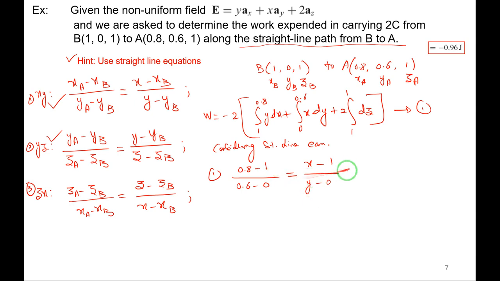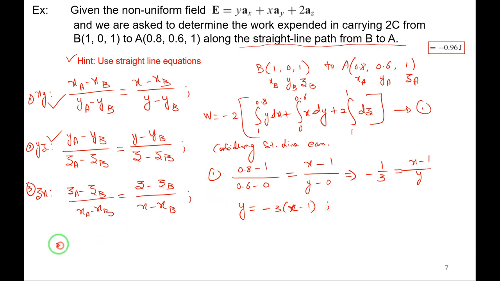Just cross multiply, or else we will write it here. 0.8 minus 1 in the numerator, divided by 0.6 minus 0, which is 0.6 only. So I am getting minus 0.33, let me express it as a fraction: minus 1 by 3. The left hand side is minus 1 by 3, equal to x minus 1 divided by y. Cross multiplying, I get y equal to minus 3 times (x minus 1). That is from the first.